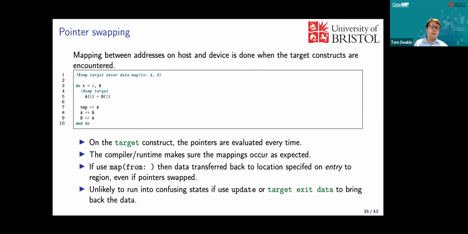It's worth noting that there's a slightly thorny, tricky issue you could run into. If you have a target region that you map from data, and then the pointers change inside the target region, then the data will be mapped from to wherever it was pointing when that from was encountered, which was at the start of the target region. This is a slightly thorny issue that you're unlikely to run into if you use these target enter data and target exit data constructs as well.